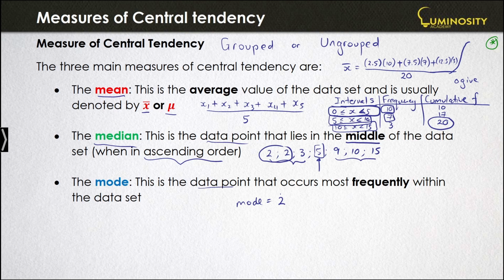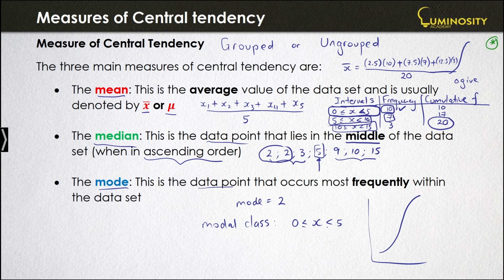How do the median and mode look in a grouped setting? Well, when you draw your ogive curve, the mode is just the interval that has the highest frequency. So if you look at this example here, 10 is the highest frequency out of these 3. So the modal class, that's what we call it, of that data is the interval x is greater than or equal to 0, less than 5. So you look for the highest frequency value.